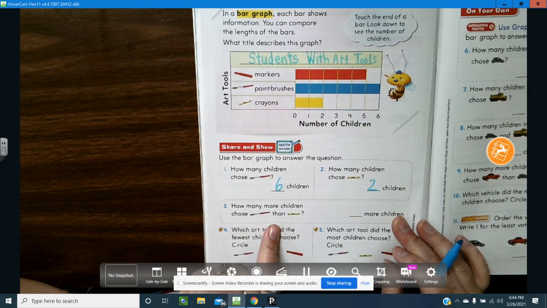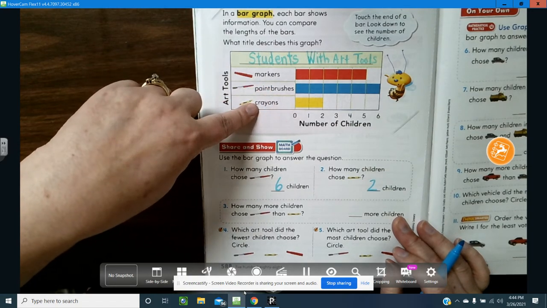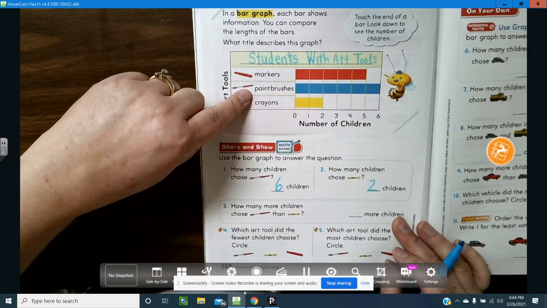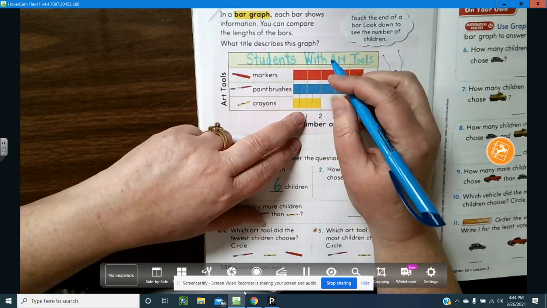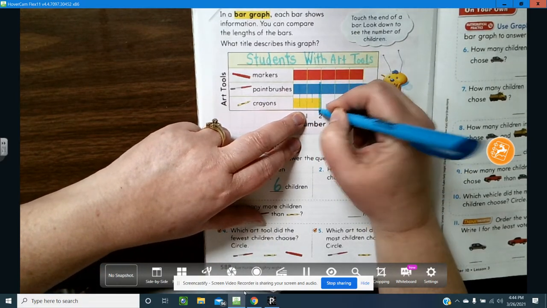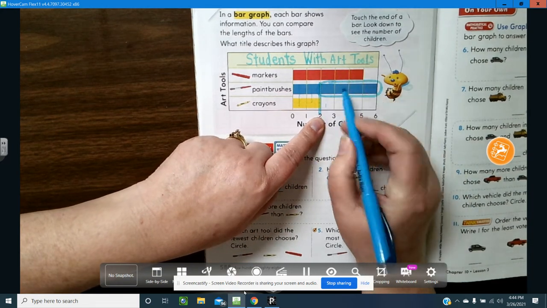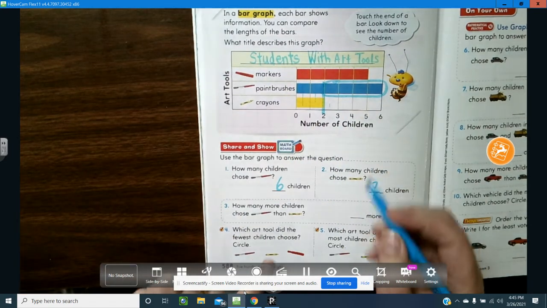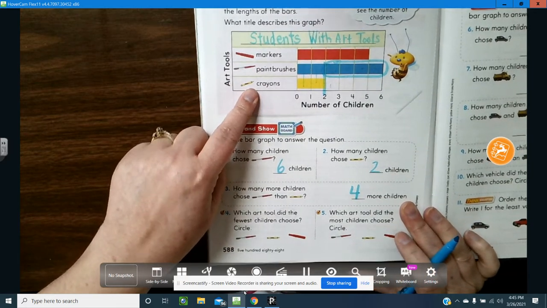Number 3 says, how many more children chose paintbrushes than crayons? So here's paintbrushes, here's crayons. You have to be careful. We're not talking about the markers right now at all. We're talking about the paintbrushes and the crayons. So I'm going to look. These two match. These two match. This one does not have a match. So I'm going to draw the line, and it wants to know how many more. So now I'm going to count. 1, 2, 3, 4. I didn't use the marker line because we're not talking about them. We're talking about the paintbrushes and the crayons.